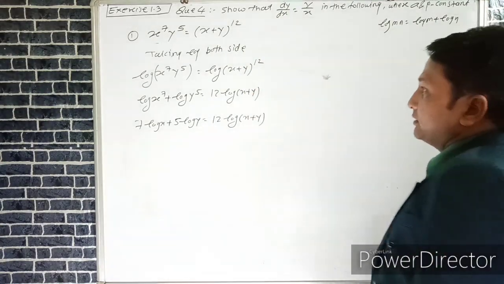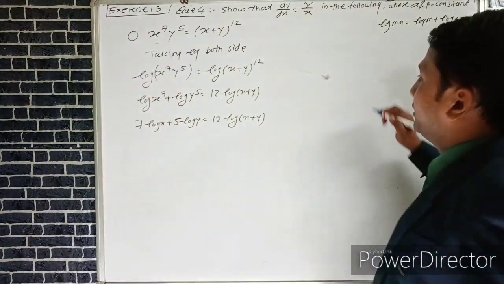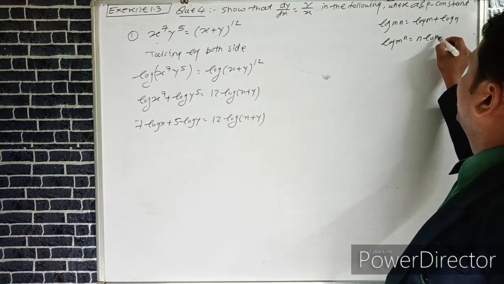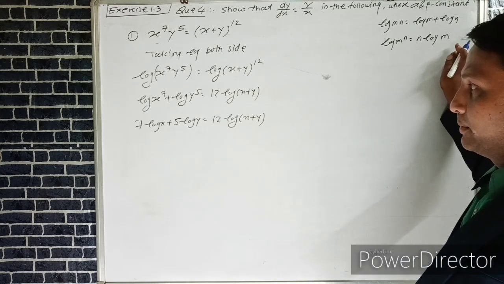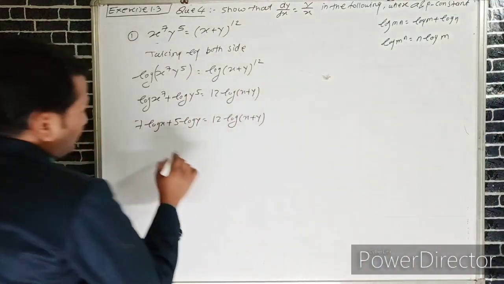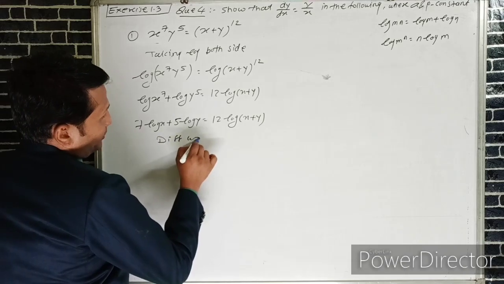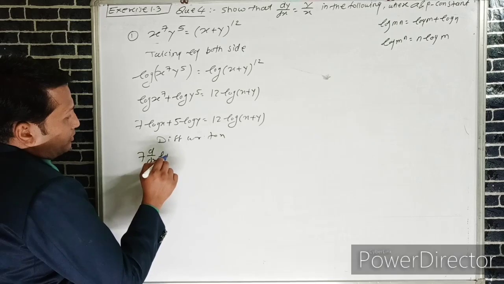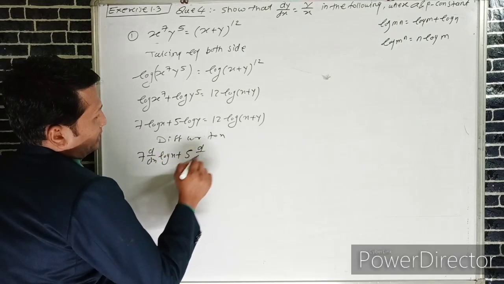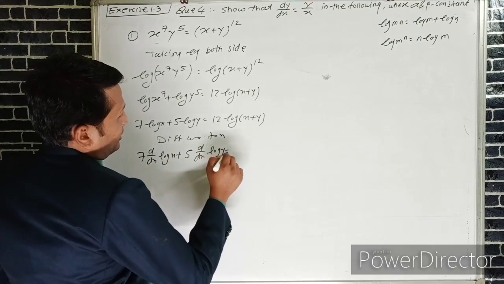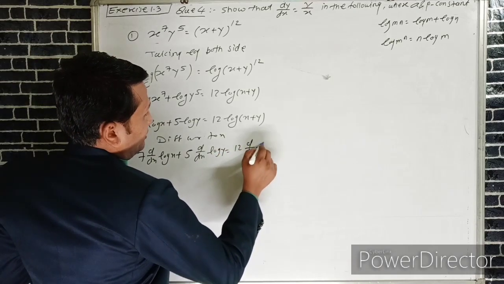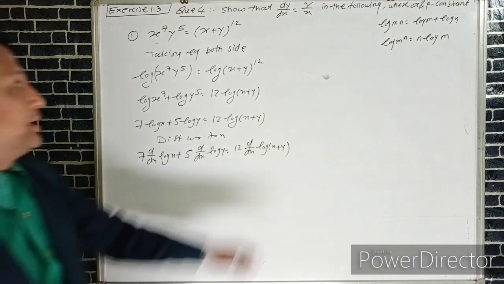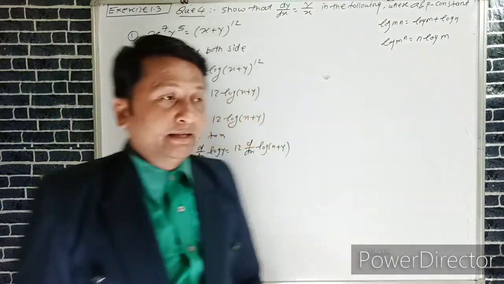After that, we again apply log of m raised to the power n, which is equal to n log m. Now if we differentiate the given function with respect to x, 7 into we can take a derivative of log x, 5 into we can take a derivative of log y, 12 into we can take a derivative of log of x plus y. It is clear that we have to find dy by dx, and this whole term converts into y by x.